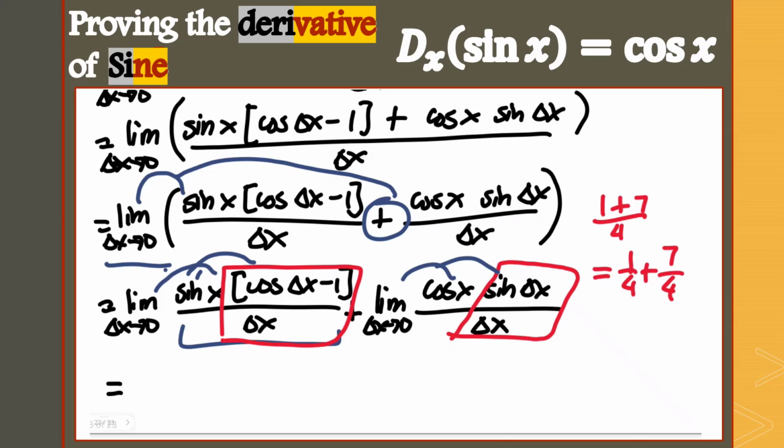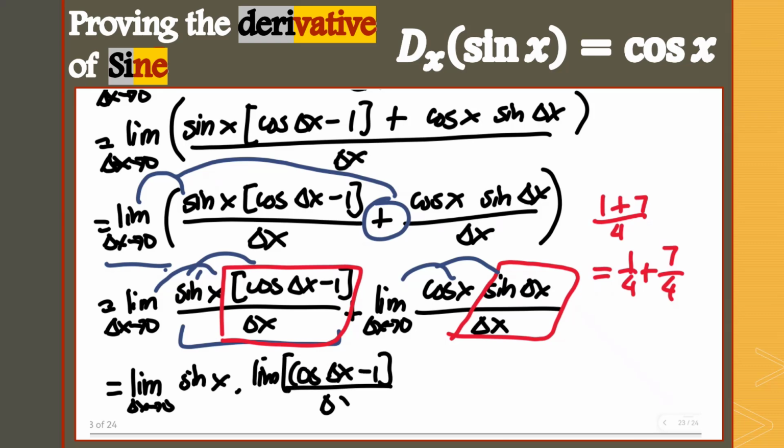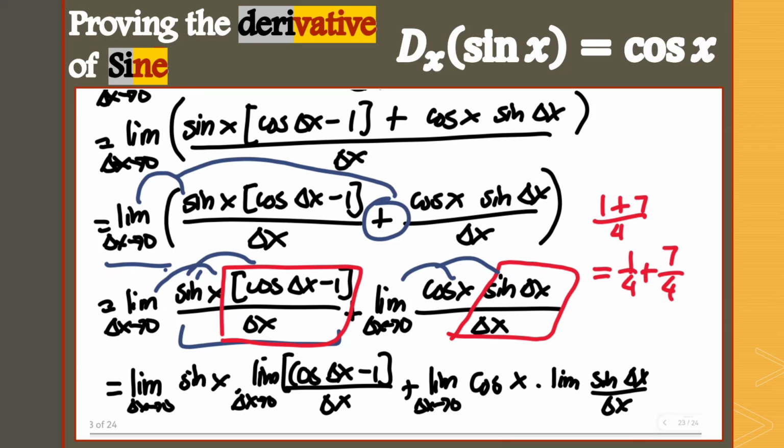Therefore, I will have this next form: the limit of sine x as delta x approaches 0 times the limit of cosine delta x minus 1 all over delta x as delta x approaches 0. Then that's for the first term, plus for the second term doing the same, the limit of cosine x as delta x approaches 0, times the limit of sine delta x over delta x as delta x approaches 0. So we have four separate limit expressions, but we have two pairs of products.